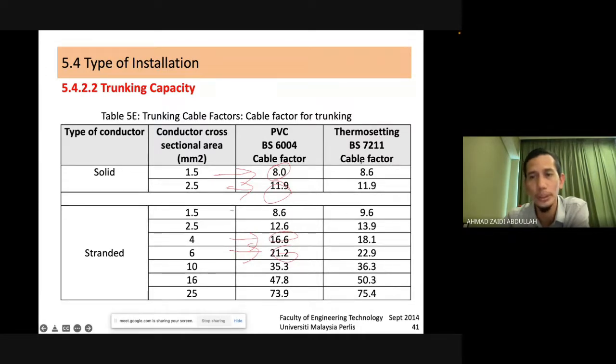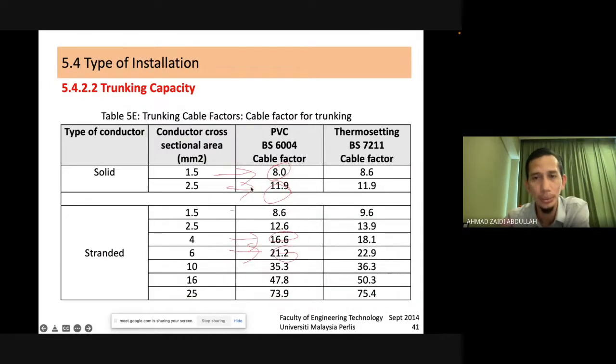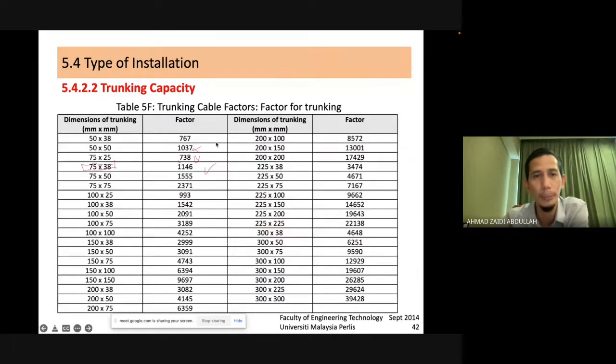SFPE or whatever. So you refer to this column. Okay. So for ordinary PVC, you just refer to this cable factor column. And this is the trunking capacity size. So earlier it was just the cable factor. Every cable has a factor already. So based on that factor, like the conduit earlier, we multiply it by the number of cables, and then we get the value. Then we can get the suitable size of trunking for our cable installation.